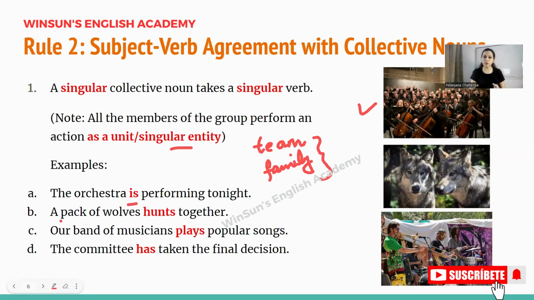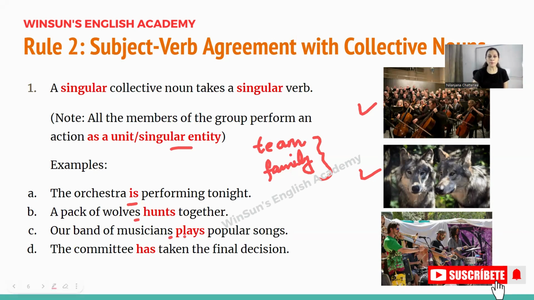The pack of wolves. Now here, remember, whenever we have collective nouns with "of," like pack of wolves, band of musicians, the following noun is always in plural. It will take an S. Okay, so a pack of wolves hunts together. Now, they are hunting together. They are many, but they have a common goal. They're working together, and that is why they take the singular verb. Okay, they work as a unit, a singular entity.